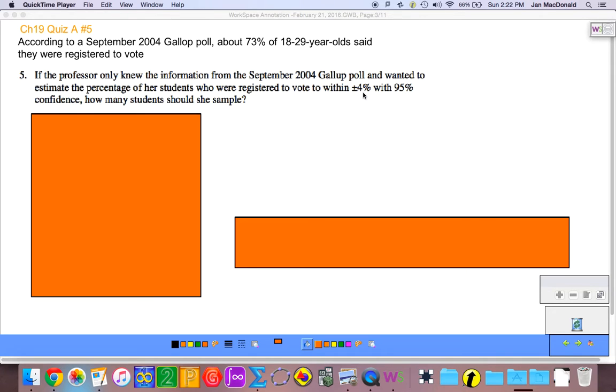Well, plus or minus 4%, this value right here is called a margin of error. And we know the margin of error formula. The margin of error formula actually comes from the confidence interval. The margin of error would be critical Z times the standard deviation of P. So let's take a look and plug into our margin of error formula. And again, they told us it was 95% confidence, so we will have a critical Z of 1.96.